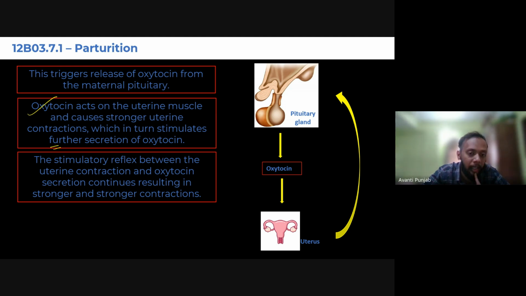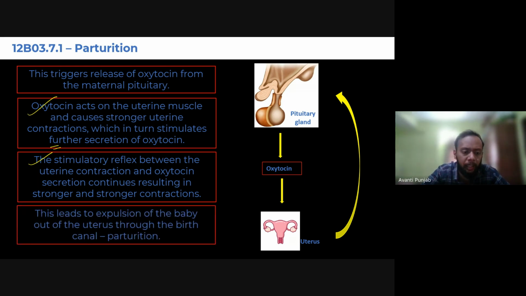The stimulatory reflex between the uterine contraction and oxytocin secretion continues, resulting in a stronger and stronger contraction. Same चीजें जो आपको यहाँ पे बताई थी. This leads to expulsion of the baby out of the uterus, called your parturition. So this is what you will be finding happening in this.